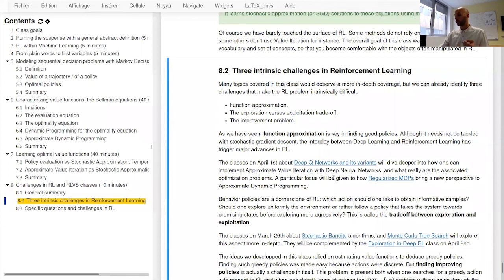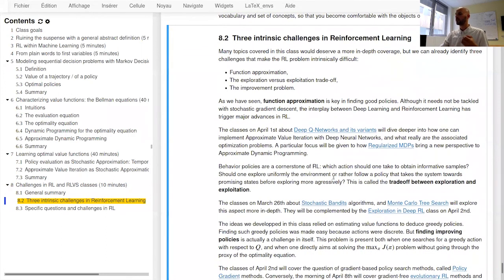The classes tomorrow, March 26th, about stochastic bandit algorithms and then Monte Carlo research will explore this aspect more in depth and in a principled way, trying to reach sample efficiency. They will be complemented by the exploration and deep reinforcement learning class on April 2nd, which will couple function approximation and the exploration versus exploitation trade-off.